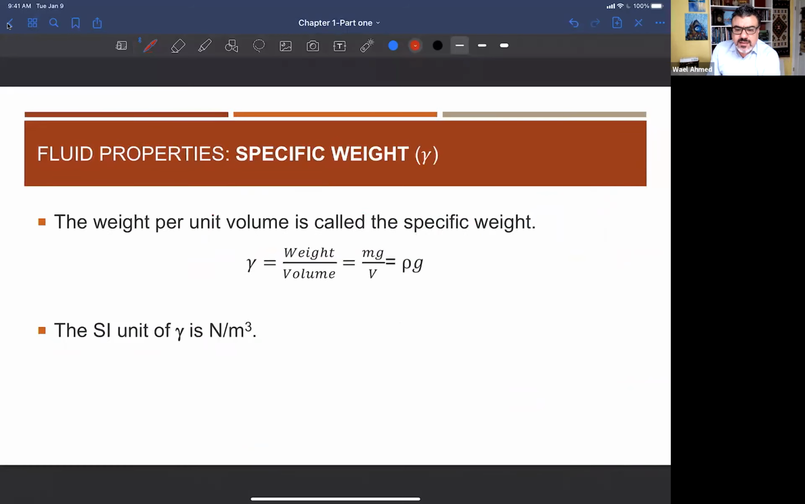Many times in fluid mechanics and later on in thermodynamics, you will see other properties that are derived from the basic properties of the fluids. You will see something called specific weight. And specific weight here is defined as the weight per volume. So instead of mass per volume, it is going to be the weight per volume. And we know that the weight is basically mg, right? So in this case, it's mg divided by the volume. We know that m over V is the density. So that means the specific weight is rho times g. So it's density times the gravitational acceleration, okay? And in SI units, it is basically Newton per meter cubed, because mg is the unit for force. And the force unit in the SI system is Newton, right?